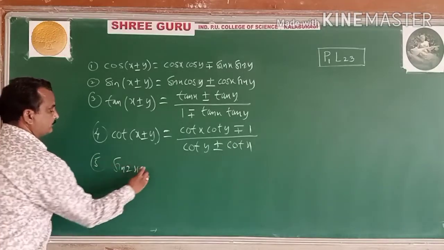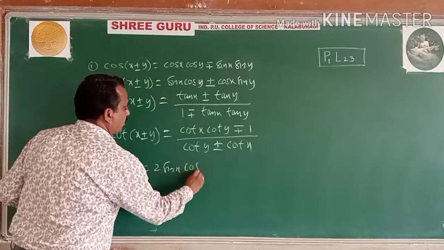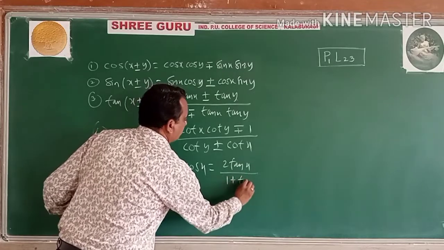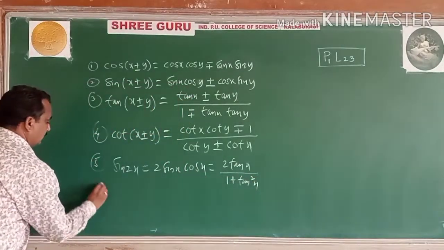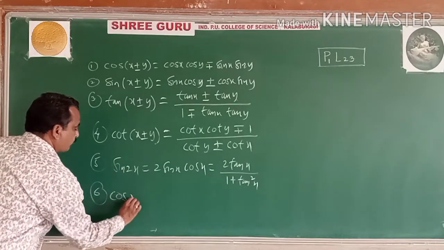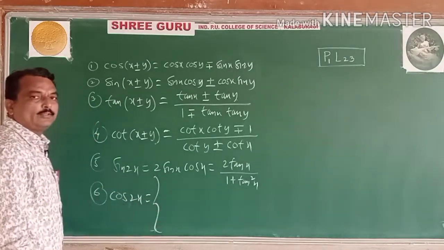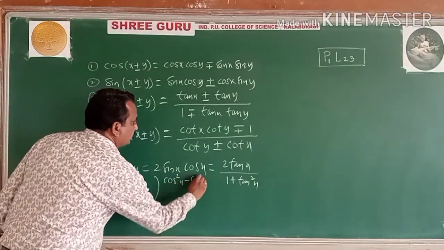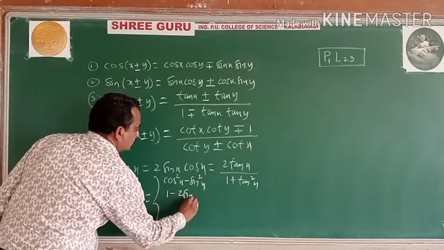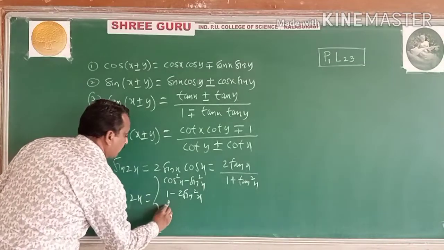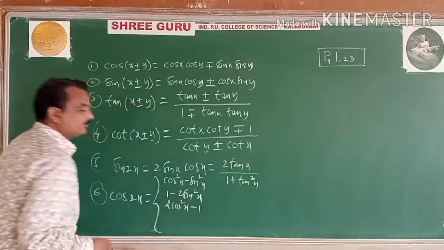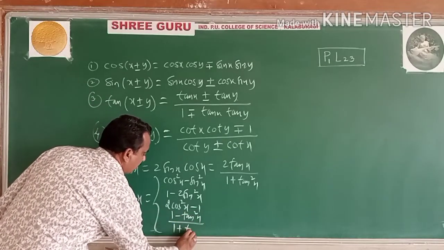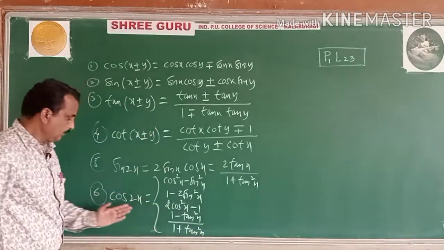Sin 2x is 2 sin x into cos x; in terms of tan, 2 tan x divided by 1 plus tan square x. Cos 2x in terms of 4 different forms. One is cos square x minus sin square x. In terms of sin, 1 minus 2 sin square x. In terms of cos, 2 cos square x minus 1. In terms of tan, 1 minus tan square x divided by 1 plus tan square x. These are the 4 different forms of cos 2x.